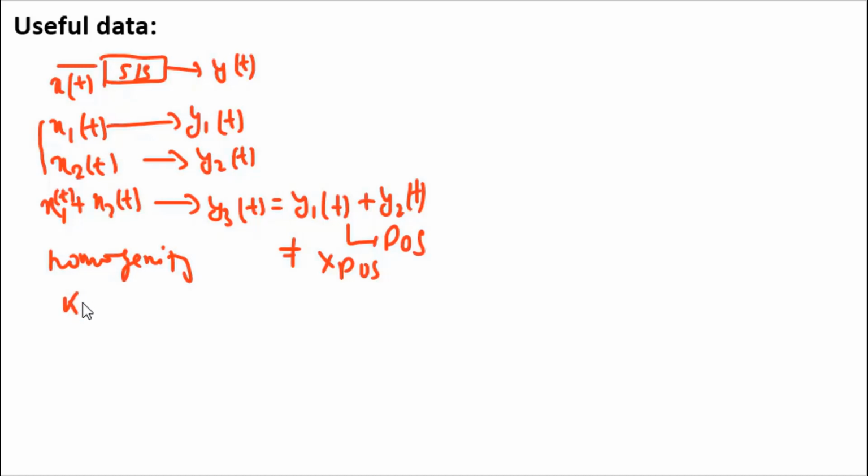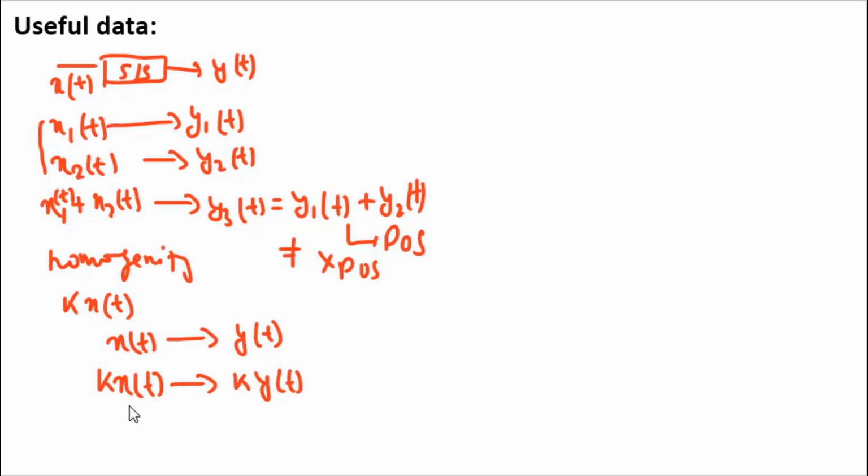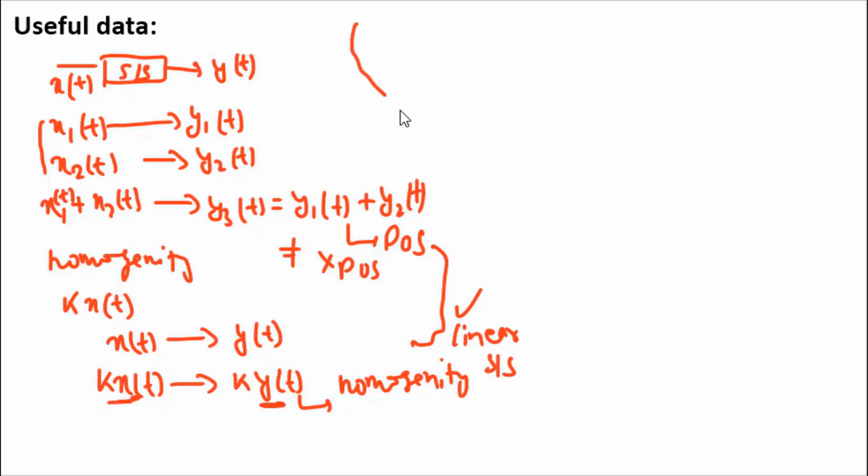So what is this homogeneity principle? You scale the input by k and your input becomes k times x of t. So if your input x of t gives the output y of t, and if you place the input as k times x of t, then your output must be equal to k times y of t, that is the same amount of scaling in the output also. So when a system satisfies both these conditions, then the system is a linear system. This is the condition for linearity.